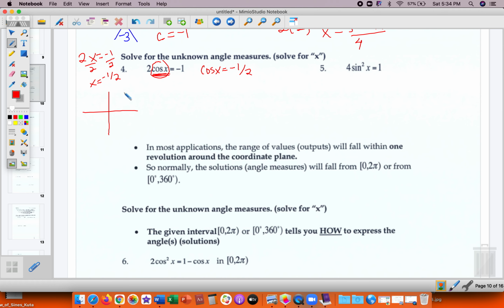Well, let's think for a second. If we know all students take calc, we know that we have a negative cos value, not in the first quadrant. We would have it in the second and in the third quadrant. In the first and fourth, cos is positive, right? So let's think in the first quadrant, where will we have a cos value of 1/2? So we know that cos value of 1/2 is at 60 degrees.